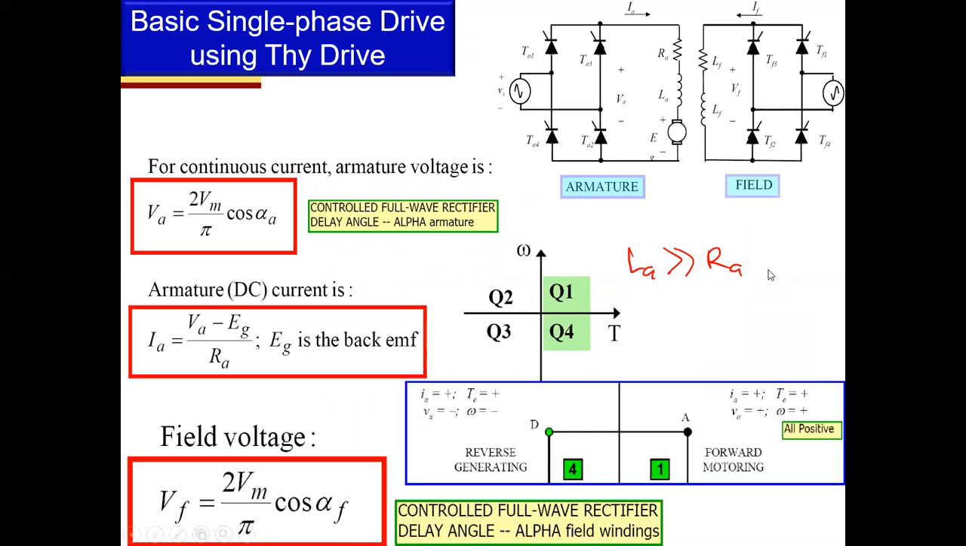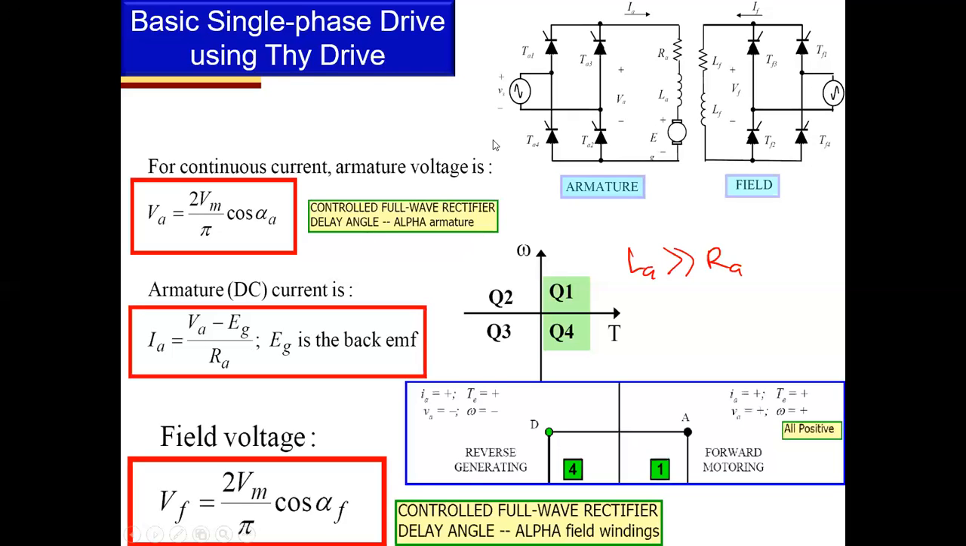If the current is continuous, the output of the controlled rectifier can be derived as this equation: 2 Vm over pi cos alpha. VA is assumed to be a DC voltage, so all the equations are actually a DC circuit here. And IA is a DC current also, because L is very large compared to RA. So we assume that the current is also DC.